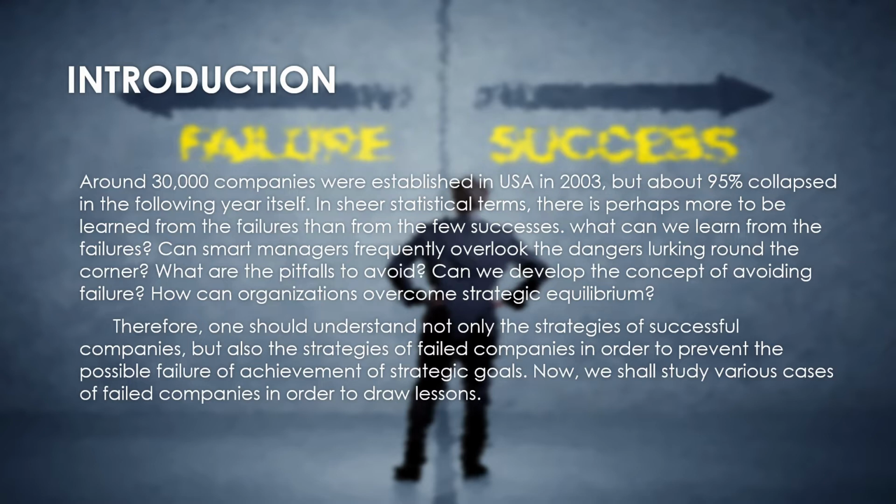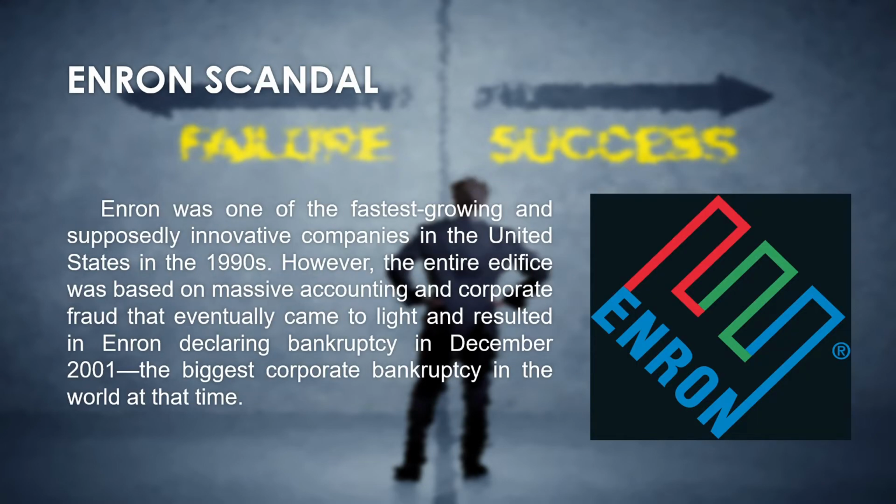Therefore, one should understand not only the strategies of successful companies, but also the strategies of failed companies in order to prevent the possible failures of achievements of strategic goals. Now, we shall study the various cases of failed companies in order to draw lessons. So first, the Enron scandal.